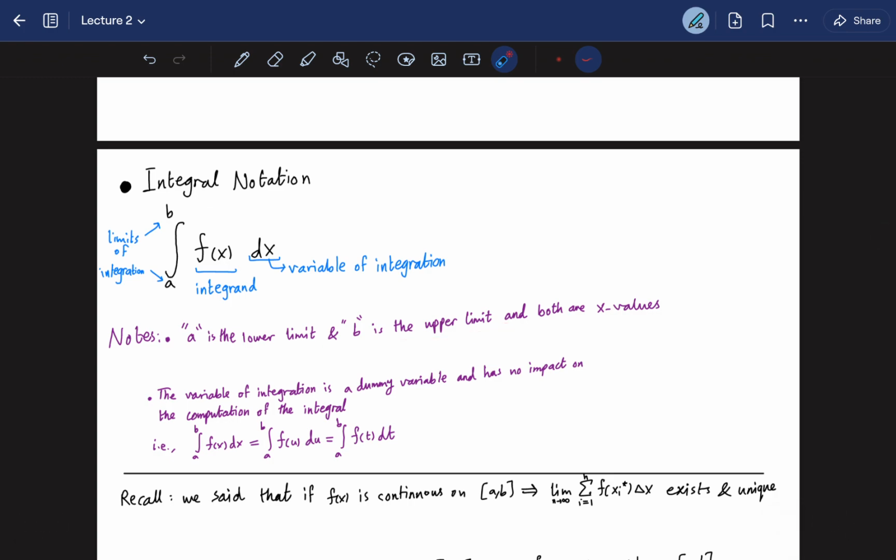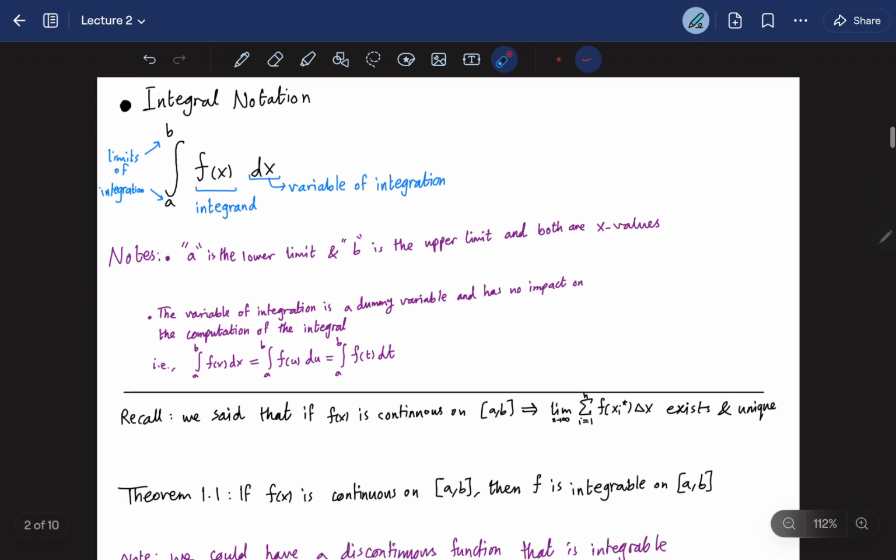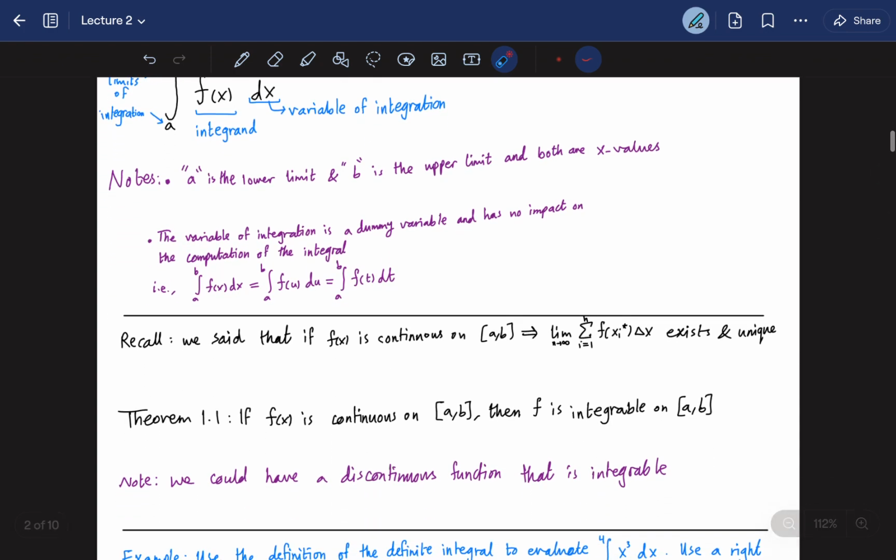Now the variable of integration, which is like my x here, is called the dummy variable because I can write any variable that I want and it's not going to impact my integral. So for example, if I have f of x dx, it's going to be the same if I write it in terms of u, it's going to be the same in terms of t or any different variable.